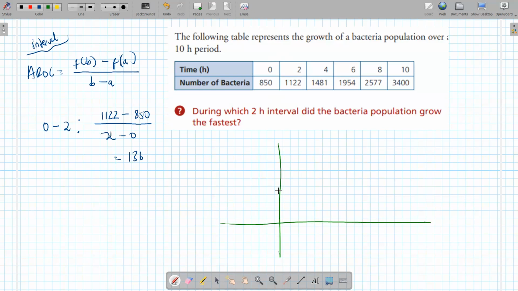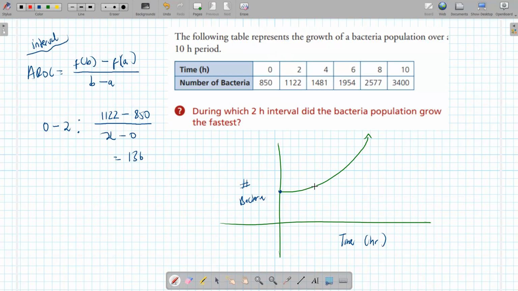So you have some function going up like this, it appears. It's definitely not a straight line, could be a quadratic, could be an exponential. On the y-axis, we have the number of bacteria. On the x-axis, we have time in hours. Now the question is, what's the unit of the slope here?